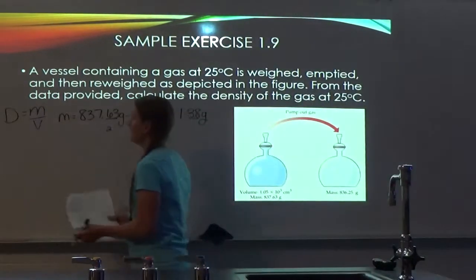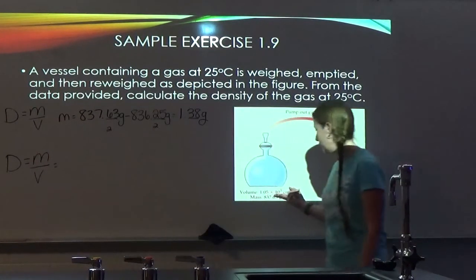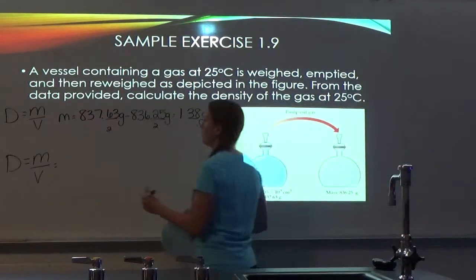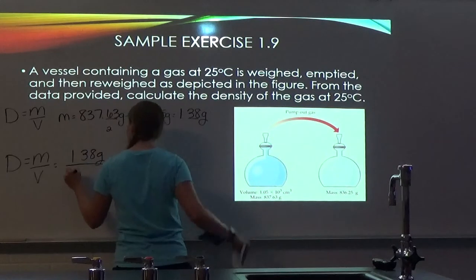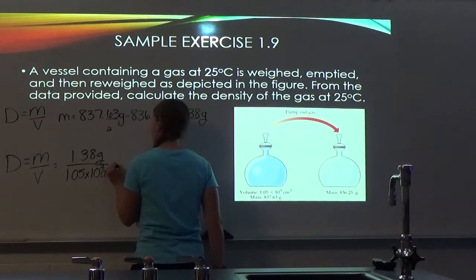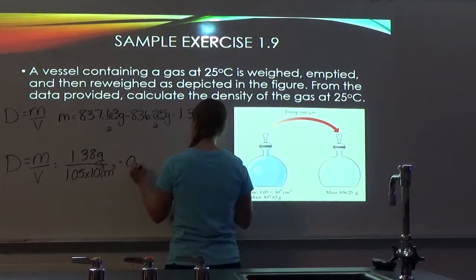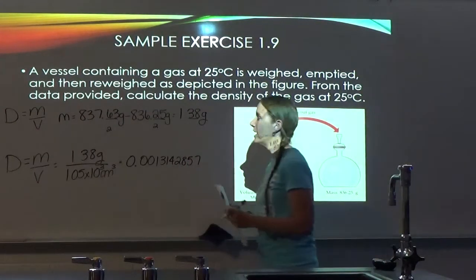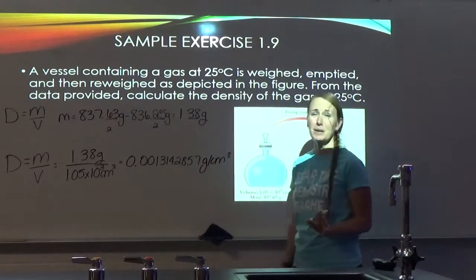All right, now I need to do density equals mass over volume. Now you may be thinking, whoa, wait a minute, where's volume? It's surprisingly right here. I know it's hard to see. It's 1.05 times 10 to the 3 centimeters cubed. So I put my mass on top, my 1.38 grams, divided by my 1.05 times 10 to the 3 centimeters cubed. And then I just divide. Once I divided, I got a super long number, 0.0013142857, and of course my unit is grams per centimeter cubed. But clearly I'm going to have to round that thing.